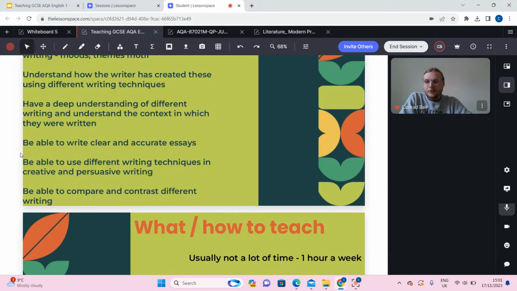So they need to be able to write clear and accurate essays. So this is also an AO. They will get marked on spelling, punctuation, and grammar for a lot of questions expected in the language. And also they get marked on how cohesive and how well structured and written and planned their essays are as well. So even if they've got all the best content in the world, if they're not writing it well, then they won't get as well marked.